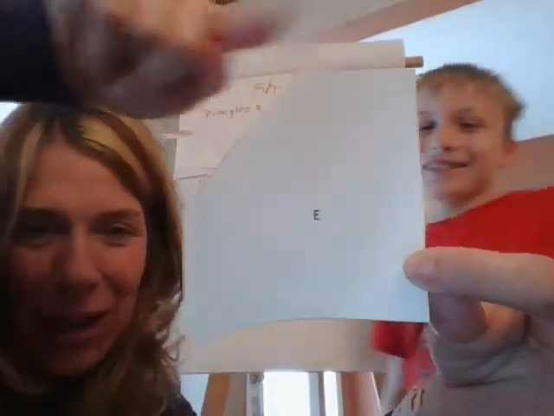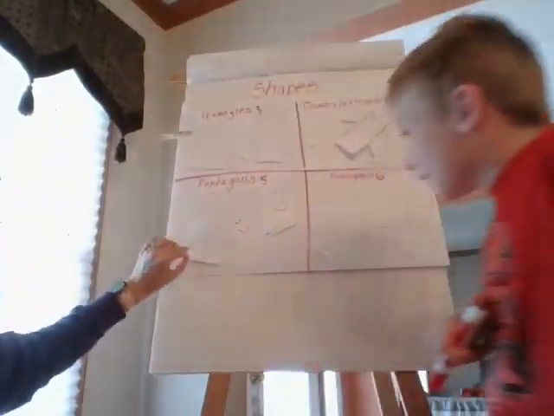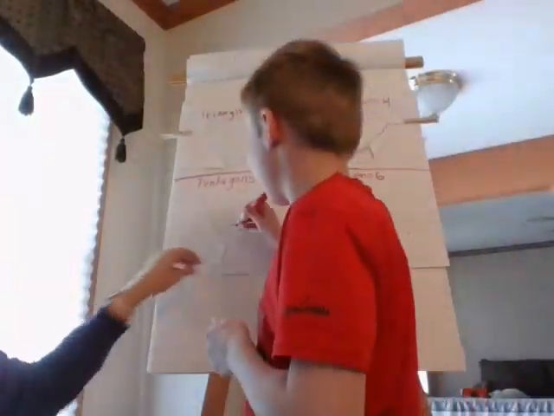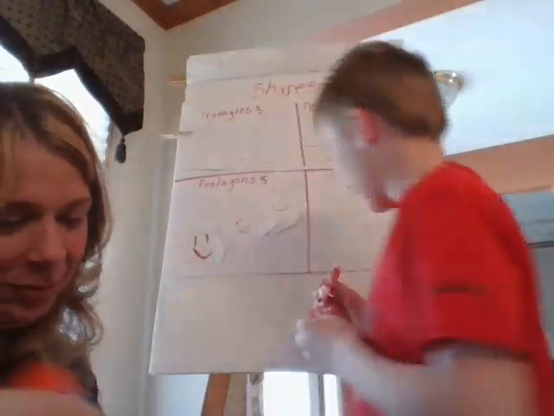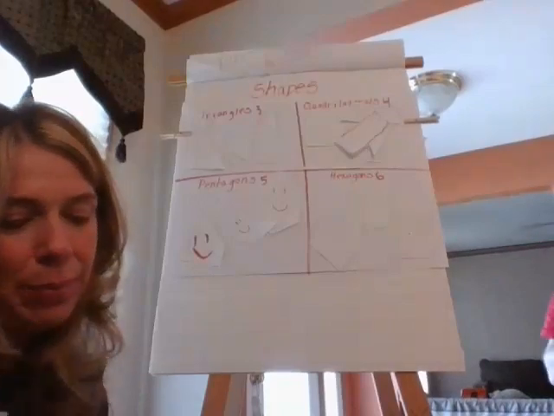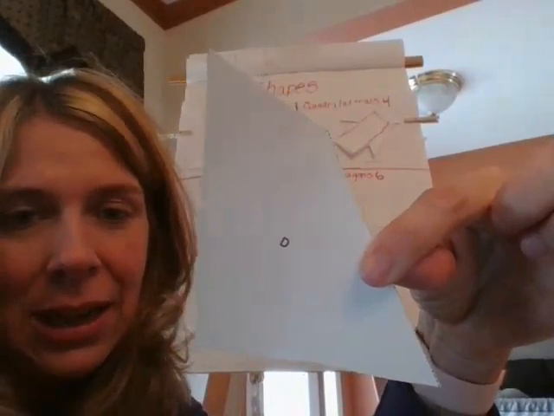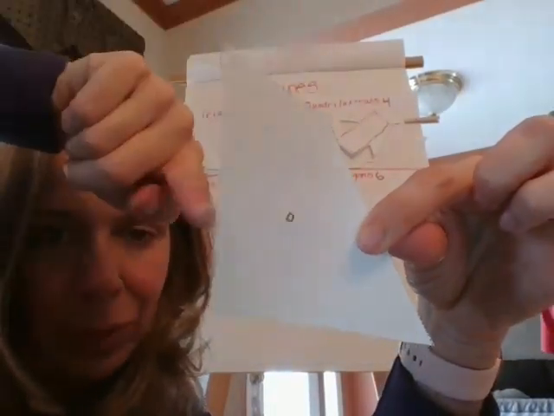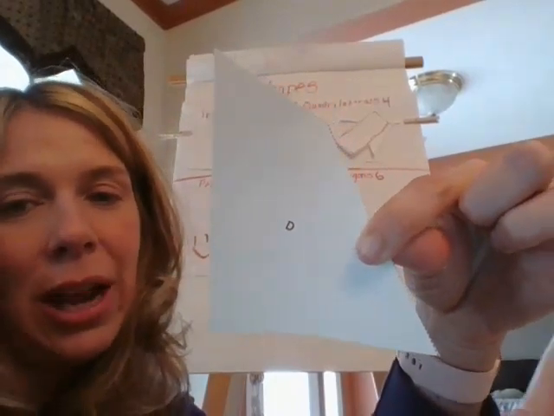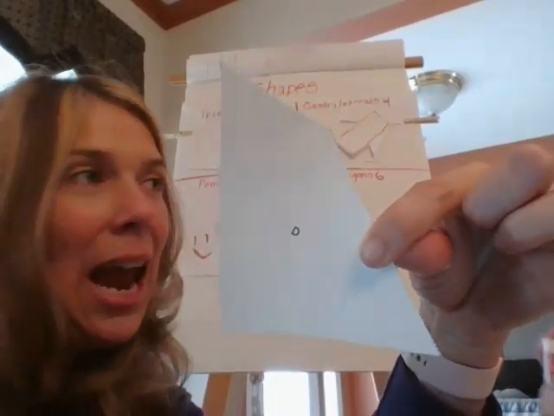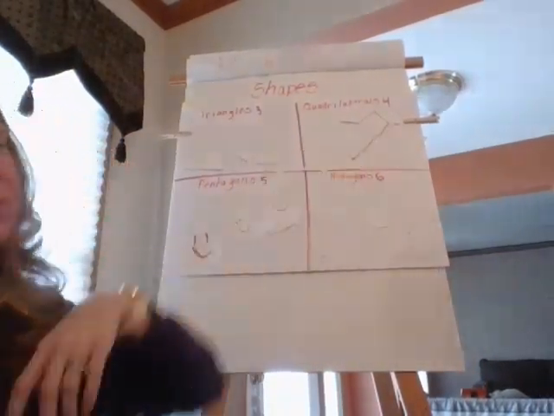All right, let's count our sides. 1, 2, 3, 4, 5. Pentagon. And here's our last shape. Count how many sides. How many vertices and how many angles? And what shape is this, boys and girls? A quad or quadrilateral.